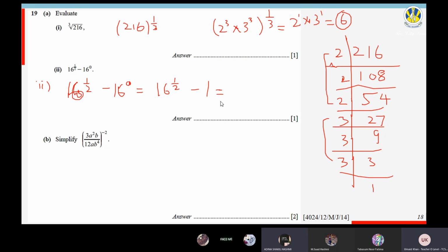It will be 4 square over 2. Don't rush through the question. Think again. Yes, now you are correct. 16 will be 4 square, whole power 1 over 2, minus 1. So what will be the answer? This 2 will cancel with 1 by 2. You will get 4 raised to 1. 4 minus 1 will be 3.